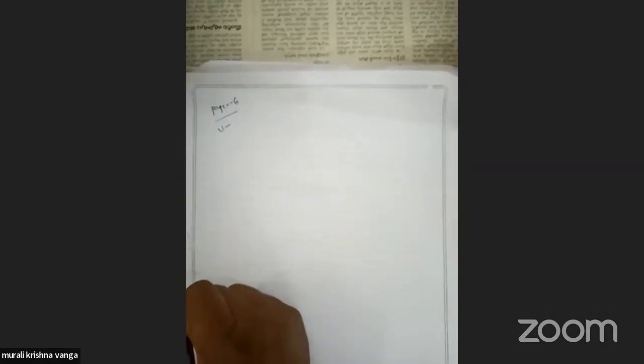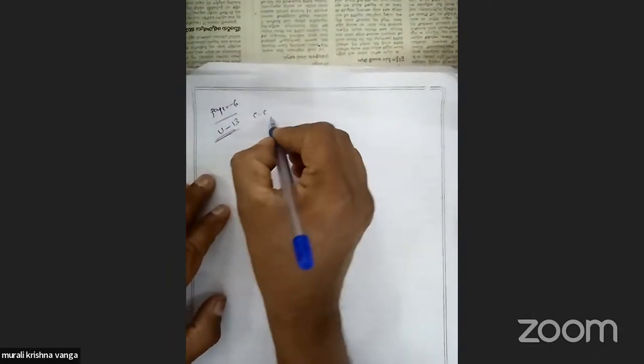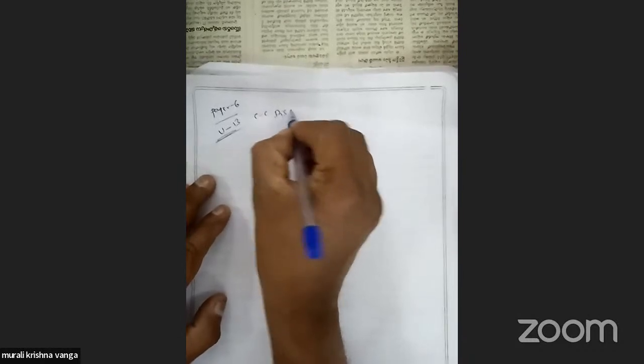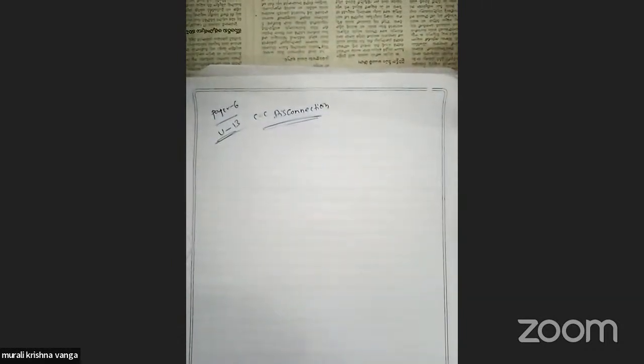Good evening students. Today's topic is paper 6 unit 13, that is carbon disconnection. Carbon disconnection.